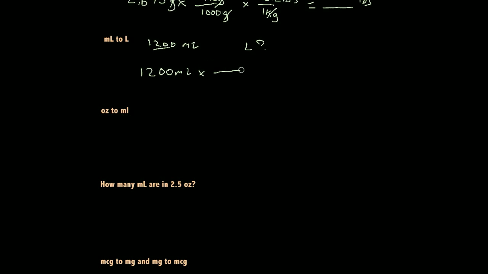We multiply that by our conversion factor. Just like there's 1,000 grams in 1 kilogram, I know there's 1,000 milliliters in 1 liter. So 1 liter goes on top and 1,000 milliliters on the bottom. If I set it up this way, then my milliliters will cancel out, and I know I'll end with the right answer. So this will equal blank liters.